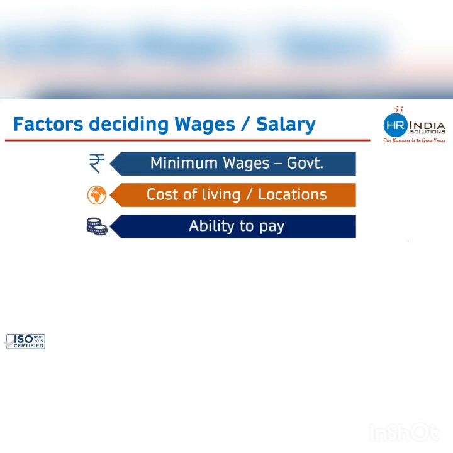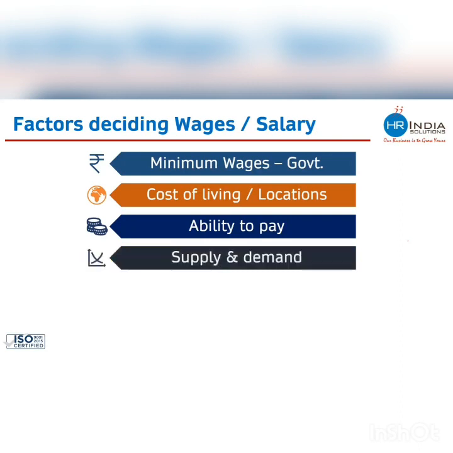Then the ability to pay, that is how much CTC or cost the company has decided to pay for any specific position. The ability to pay refers to the cost decided by the management or the company for any specific position. That also plays a very specific role at the time of deciding the salary or wages of an employee. Then we have supply and demand, what kind of manpower is required for what kind of work. That also plays an important role.